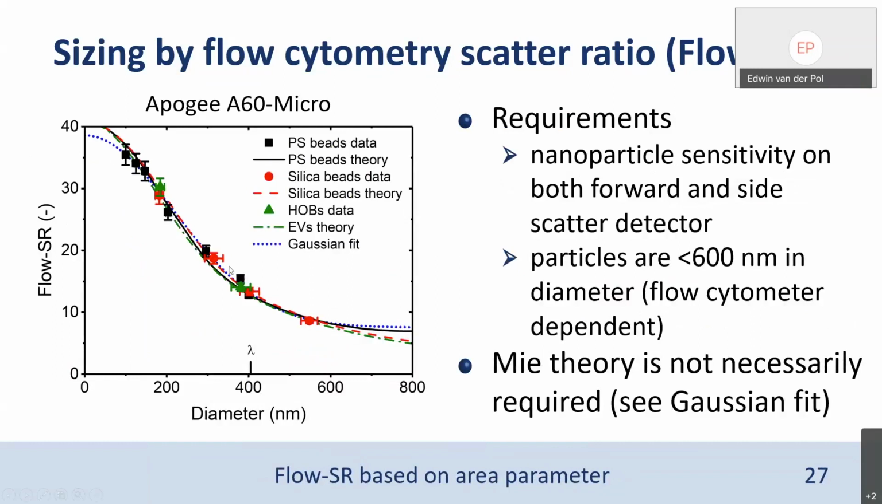But you can see that polystyrene beads, silica beads, and also hollow silica beads and EVs, they all follow this same line. The requirement to use flow SR, nevertheless, is that you have nanoparticle sensitivity on both the forward and the side scatter detector, and that your particles are smaller than about 600 nanometer in diameter, but that's flow cytometer dependent. Mie theory is in fact not necessarily required, because as you can see, you may just measure these beads yourself, apply a Gaussian fit, and use the Gaussian function as a lookup table to relate your flow SR to diameter.